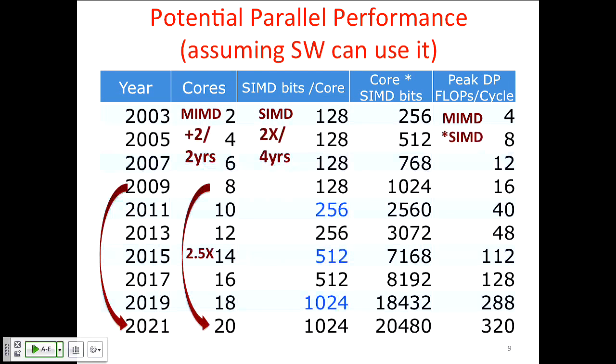So the interesting thing is, looking at it over 10 years, we're going to see maybe a 2.5x gain in the number of cores, but maybe an 8x gain in the SIMD width, right? So SIMD is going to be a really important component in performance.